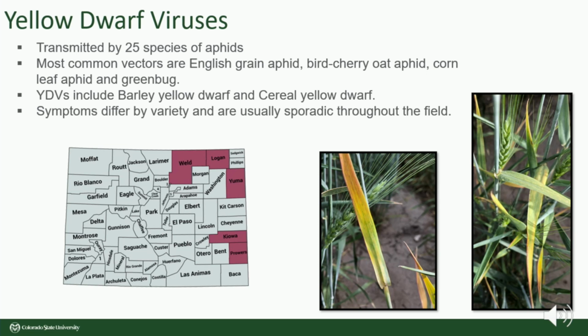Symptoms vary, but typically we are seeing yellowing of leaves progressing from the tips downward and sometimes turning red. Loss of photosynthetically active leaf tissue results in stunting of affected plants. We have observed yellow dwarf virus symptoms often in the presence of aphids in Weld, Logan, Yuma, Kiowa, and Prowers counties this season. Yield losses vary depending on the severity of aphid infestation.